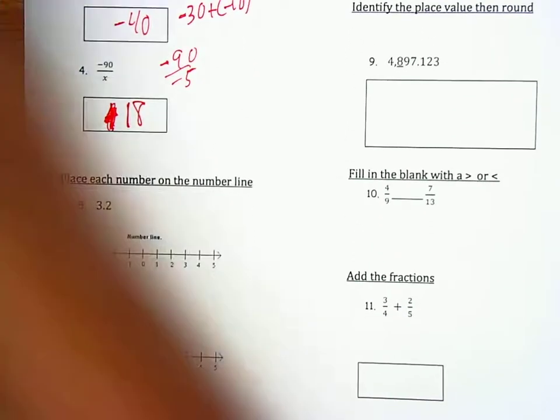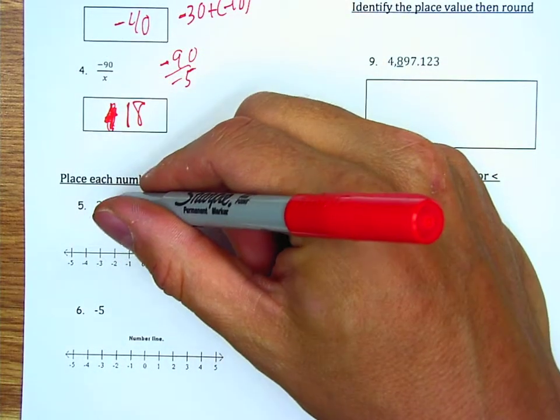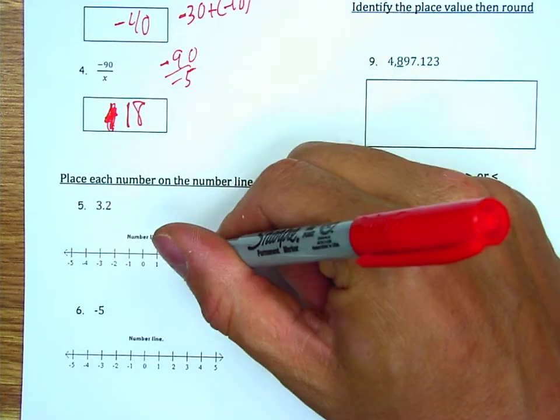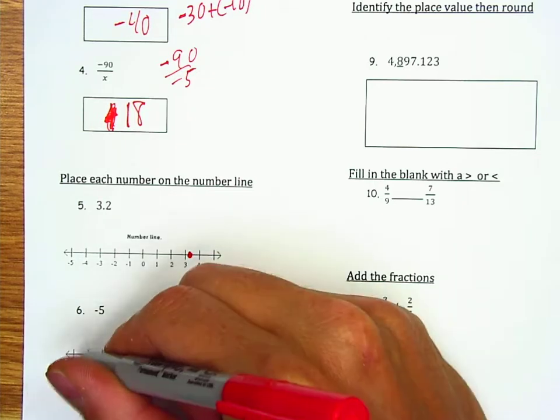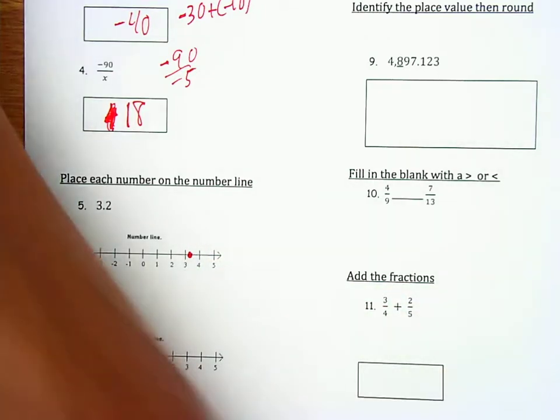All right, question 5 and 6. Again, this is not asking you to plot 3 and 2 separately. It's asking you to plot 3 and 2/10. 3 and 2/10. Question 5 is asking you to plot -5, -5.